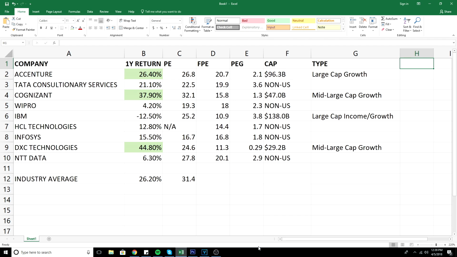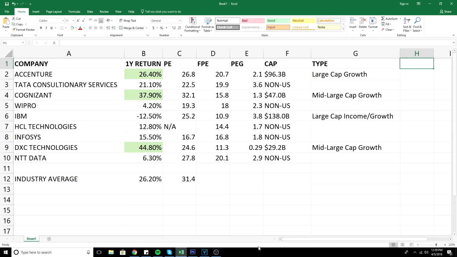Now, I just went and looked at one resource here, and because these were the top performers, these are probably the largest IT services companies. If you were looking for a small cap growth opportunity, you would want to do some more research and find some smaller companies that might not be making the top of the list. But basically what I did here, looking at that industry fundamentals page, is I grabbed the industry average PE ratio and then the 1-year return.